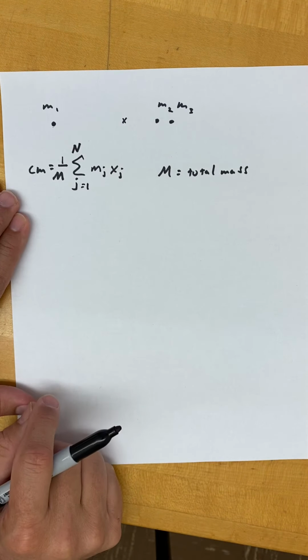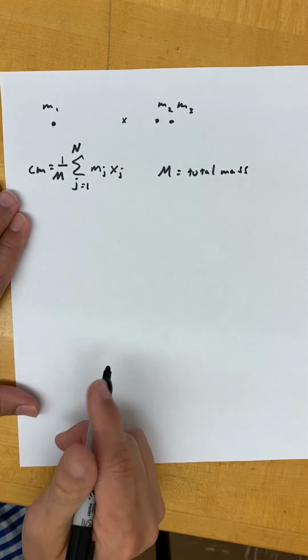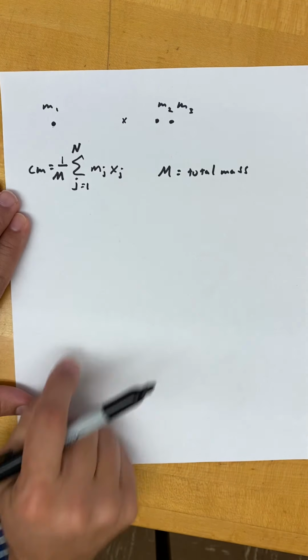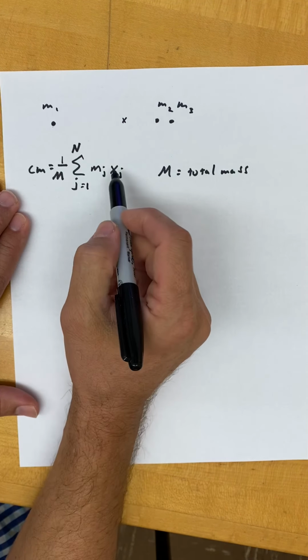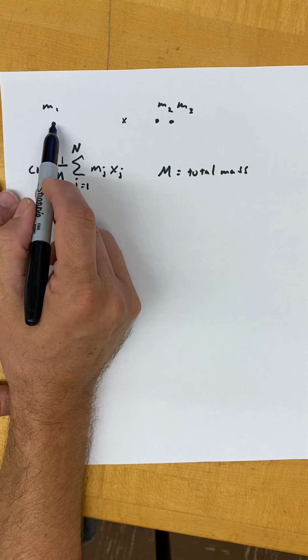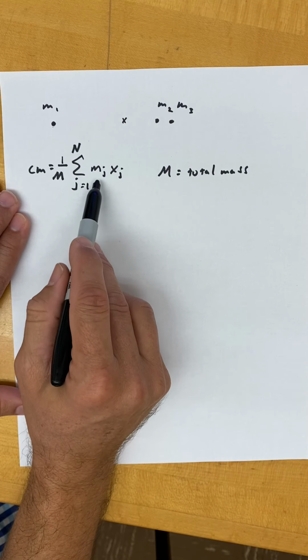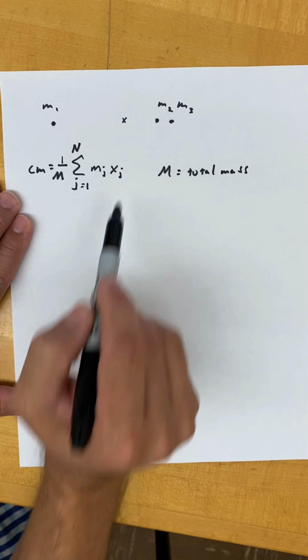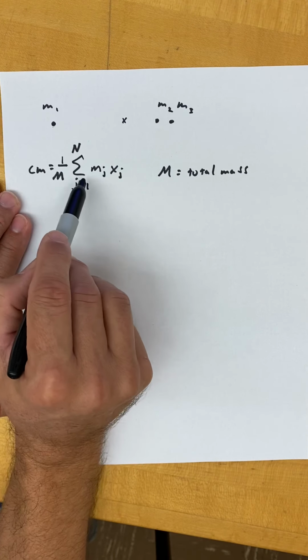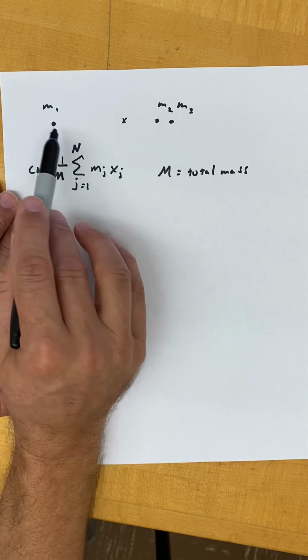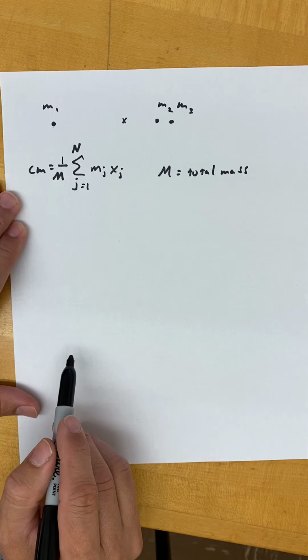What is this position? Well, it is just that, a position. This implies that you've set up a coordinate system and you have the position of mass 1 for M1. You have M2 times the position of M2. You have M3 times the position of mass 3.